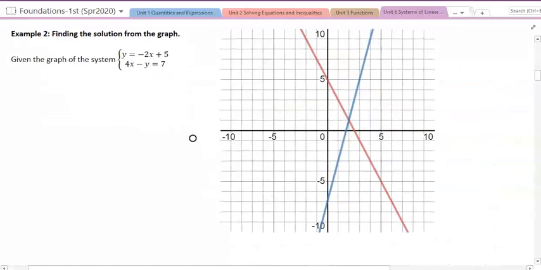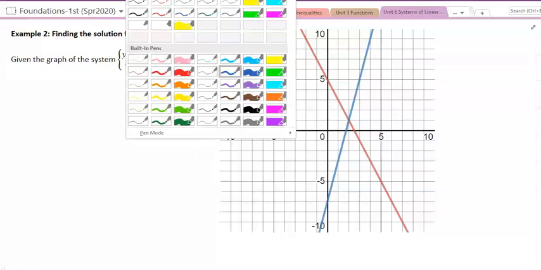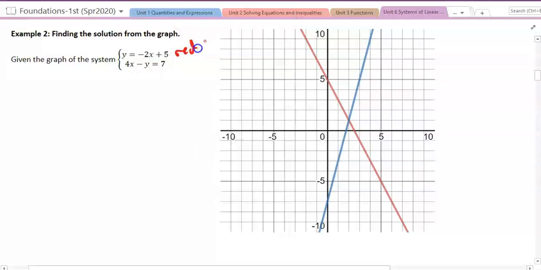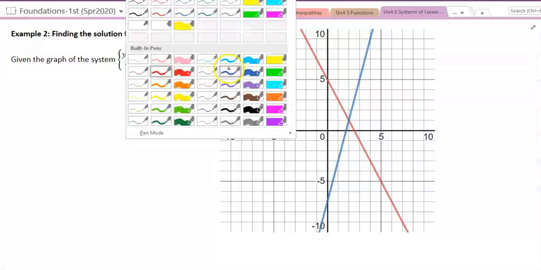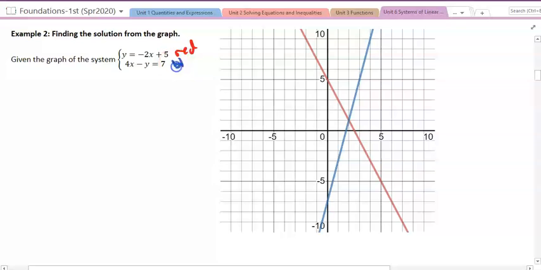So given the graph of y equals negative 2x plus 5, that is the red line. So this is our red line. And 4x minus y is equal to 7 is our blue line. You haven't had to do any graphing here, but you will with the lesson tomorrow, okay? And so as we look at this system, when we're talking about finding the solution to the system, we're looking for where these two lines intersect. Where do these two lines intersect?